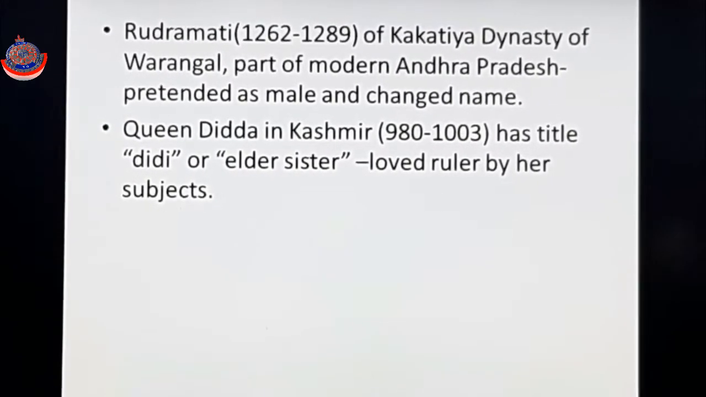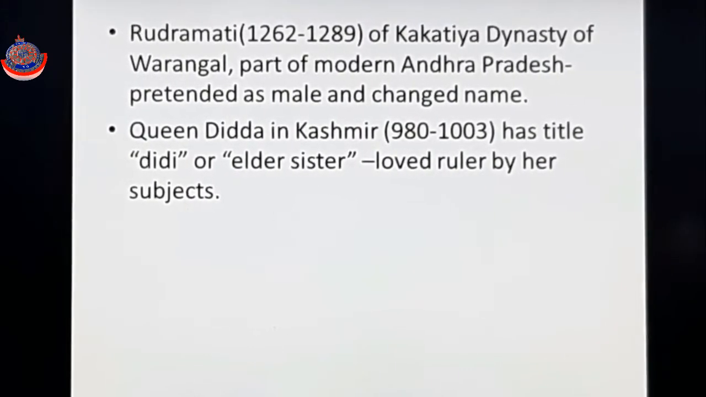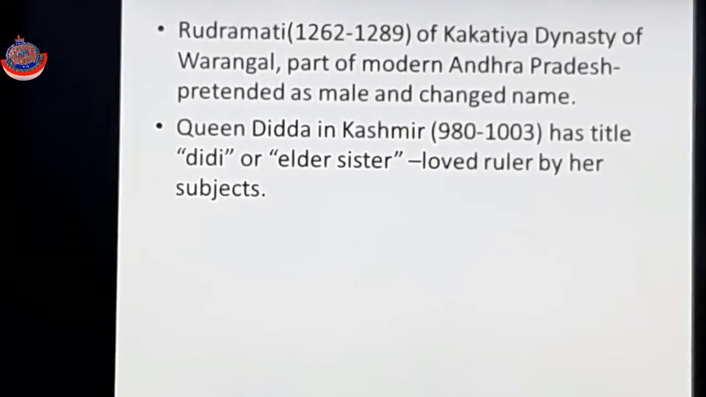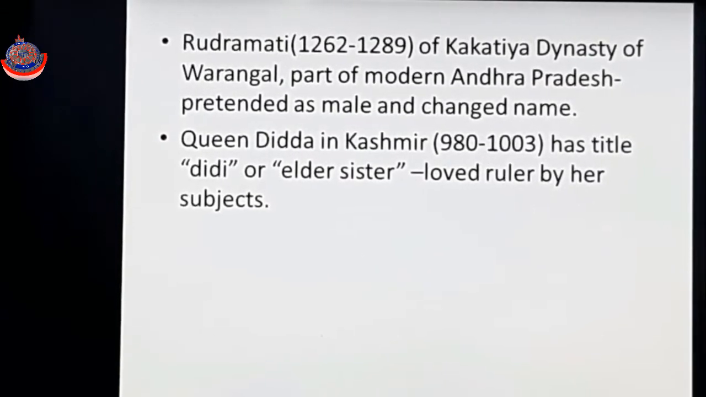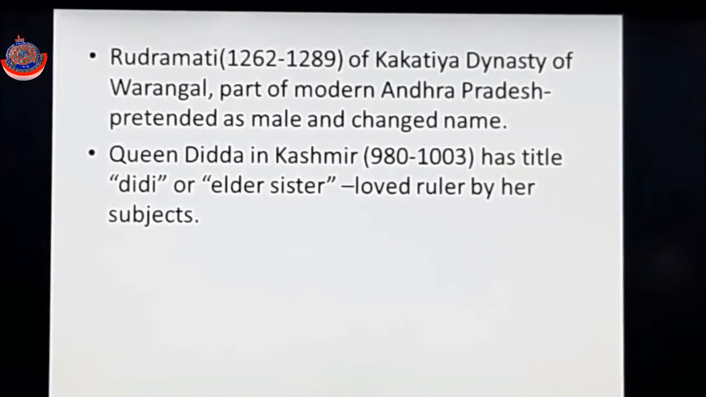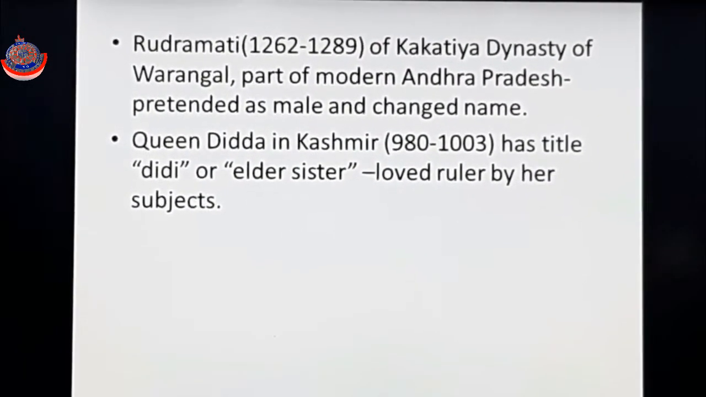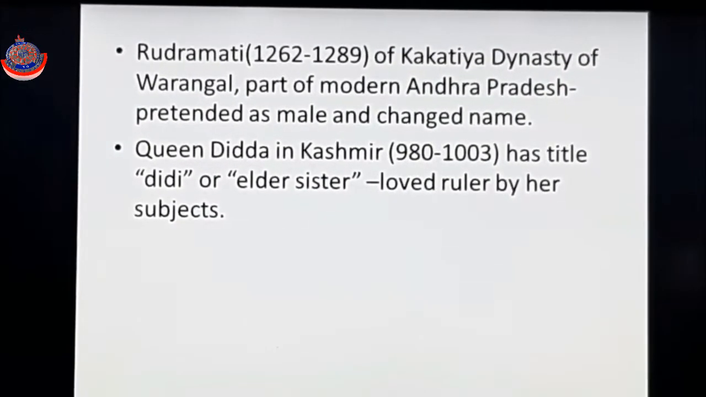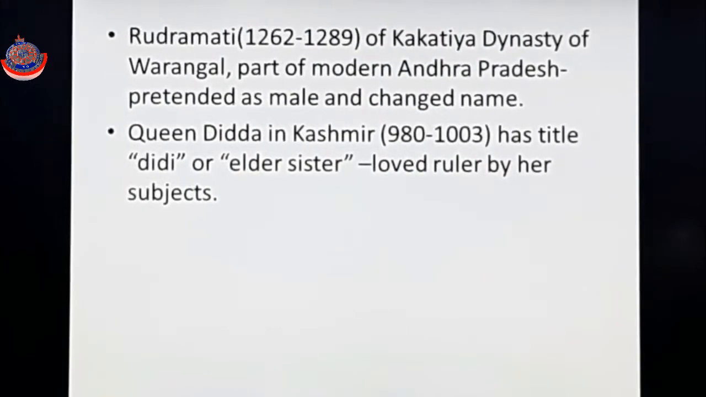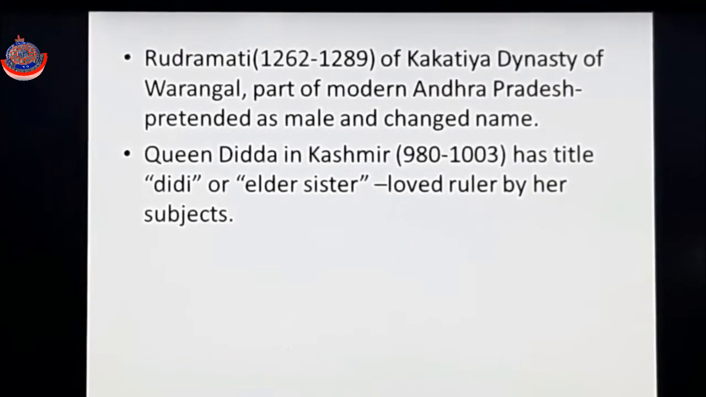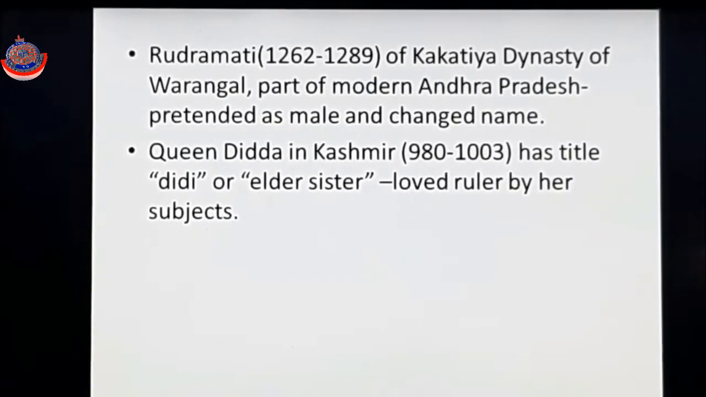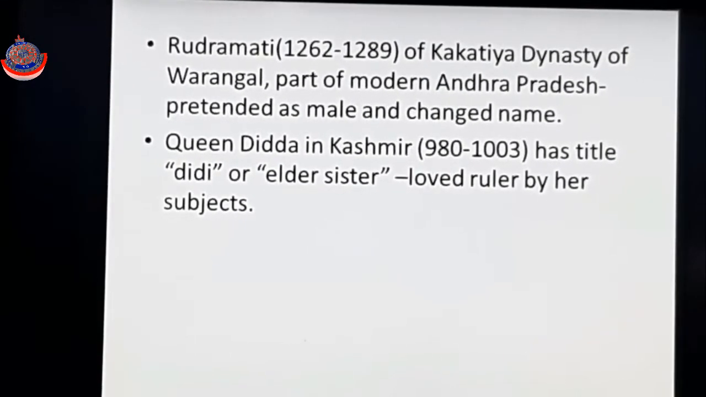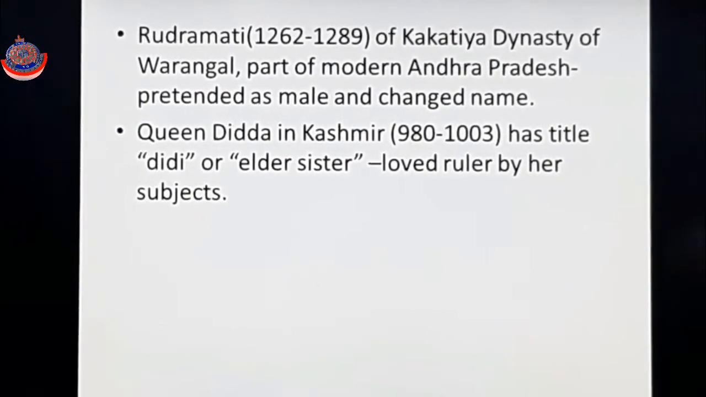On her inscription and coins, Razia has mentioned that she was the daughter of Sultan Iltutmish. This was opposite to Queen Rudrama Devi, who ruled from 1262 to 1289 of the Kakatiya dynasty of Warangal, part of modern Andhra Pradesh. Rudrama Devi had changed her name on her inscriptions and pretended that she was a man. Another example of male dominance or gender bias is another queen called Didda, who ruled in Kashmir. Her title is interesting. It comes from Didi, or the elder sister, an obviously affectionate term given to a loved ruler by her subjects.